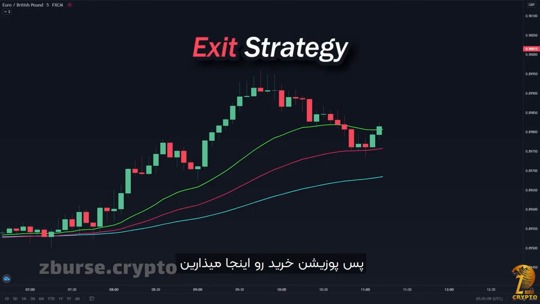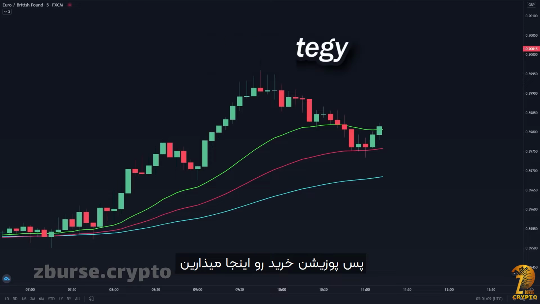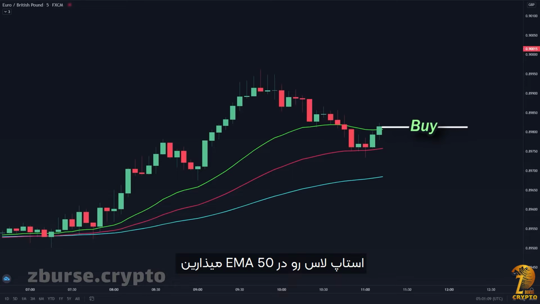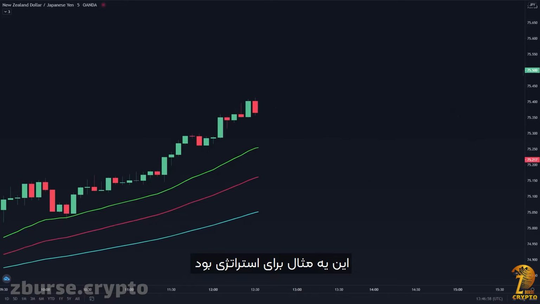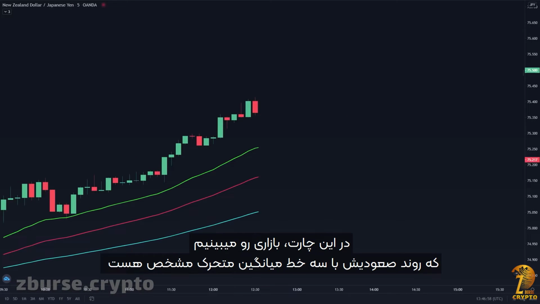Now for your exit strategy. So, let's say you took a buy position here. You want to set your stop loss at the 50 EMA. And for your profit target, you set it at 1.5 times your stop loss. So, here's an example of the strategy in action.